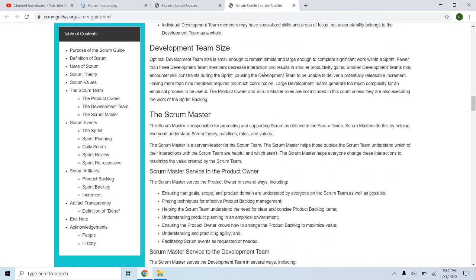Development team sizes are listed here, and sprint planning and retrospectives and really the entire sprint process, there are specific limits. However, the time spent on a lot of these events are going to be based on the need of the project or the sprint.